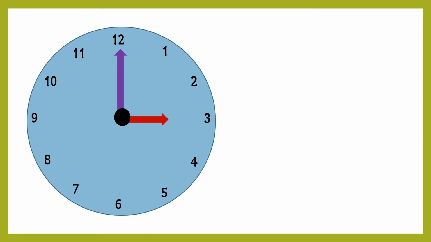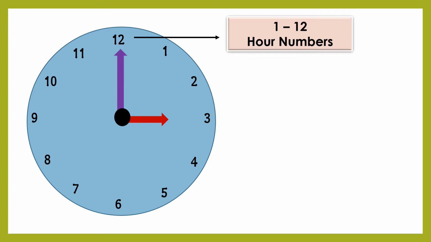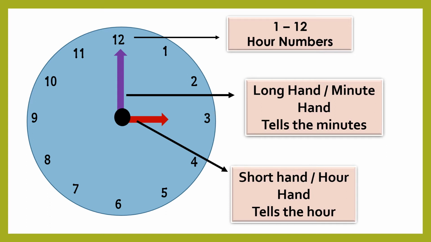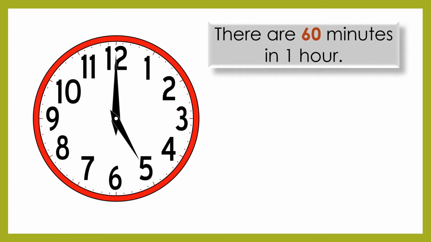The numbers from 1 to 12 are called the hour numbers, while the long hand is called the minute hand because it tells the minutes, while the short hand is also called the hour hand because it tells the hour. There are 60 minutes in 1 hour.